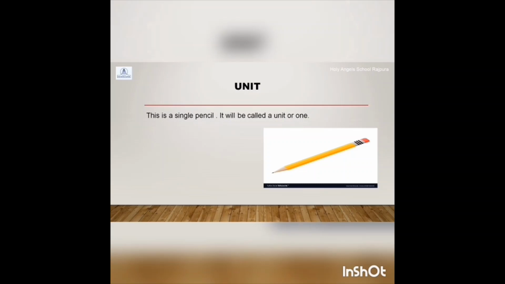Now next concept is unit. What is unit? See here is shown 1 pencil. So this 1 pencil means this is single pencil. Single means unit or 1.